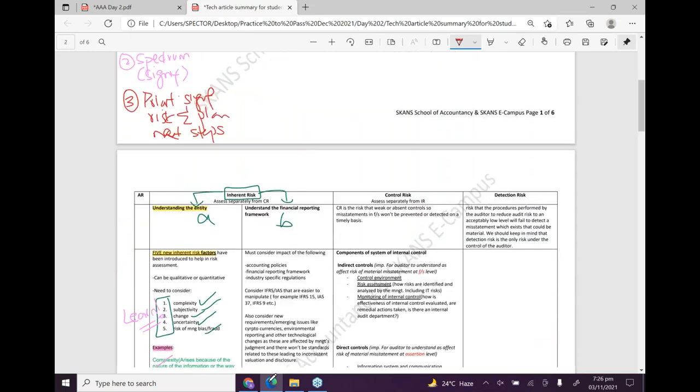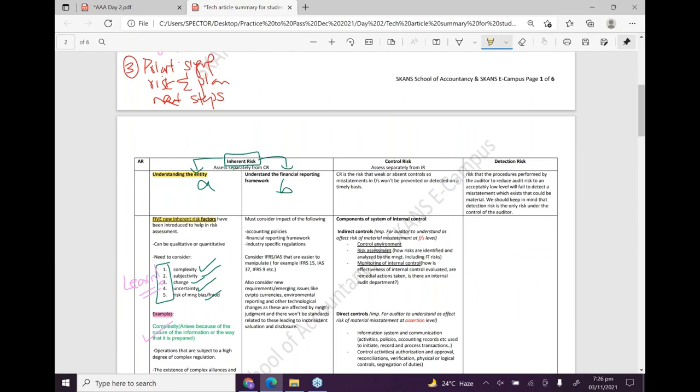Inherent risk can also be found by understanding the financial reporting framework. And once again, there's nothing new over here. You have to look at accounting policies, the reporting framework, industry specific regulations, and make sure new elements like cryptocurrencies are something that your team or the client is comfortable with.